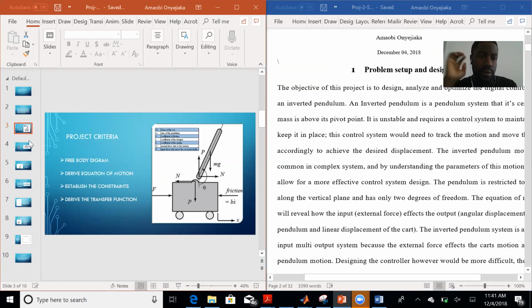The first slide goes through the project criteria. Here we have the free body diagram. We derive the equation of motion, establish the constraints, and derive our transfer functions.